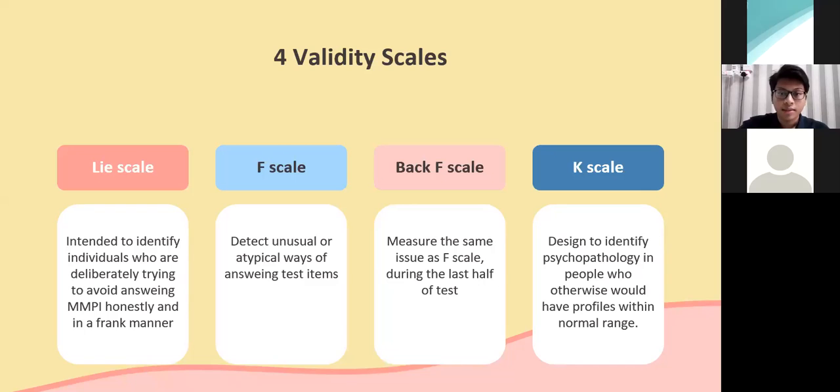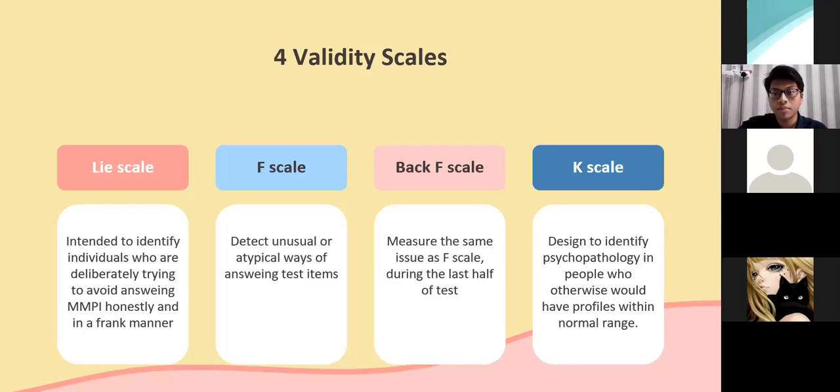Okay, another scale is the back F scale. It is the same thing. It measures the same issues as the F scale, except only during the last half of the test. And lastly is the K scale, which is designed to identify psychopathology in people who otherwise would have profiles within the normal range. So it measures self-control, family and interpersonal relationships, and people who score highly on this K scale are often seen as being defensive.